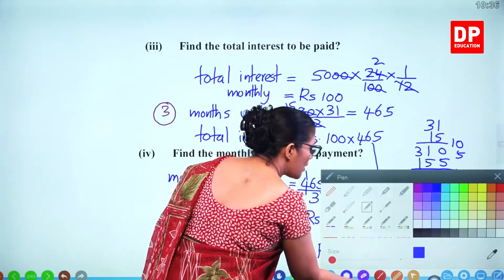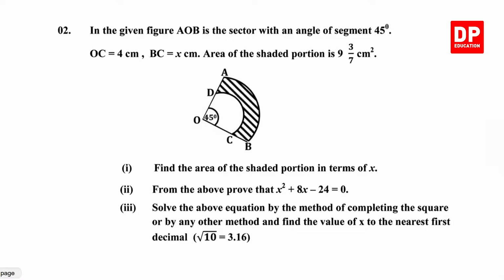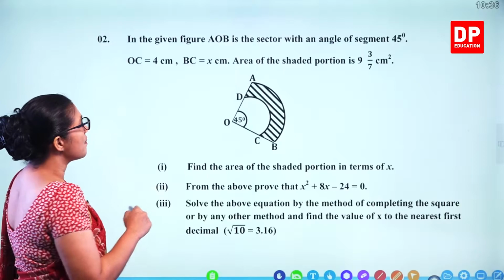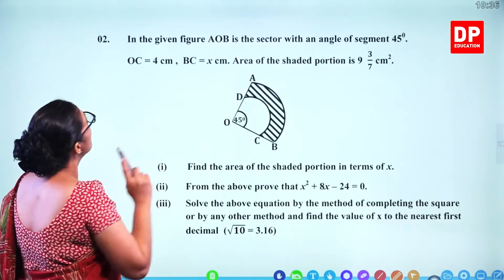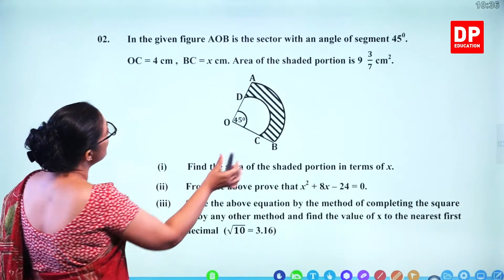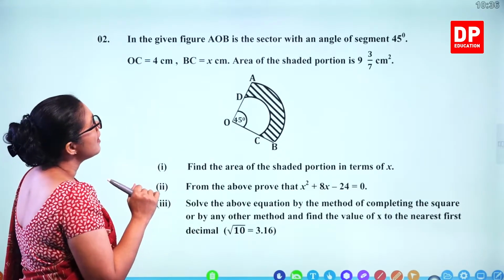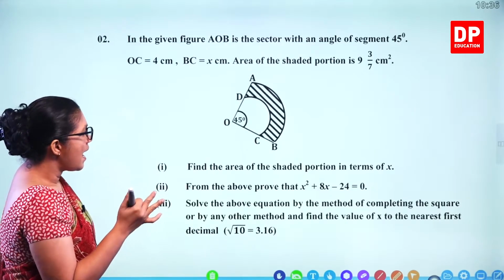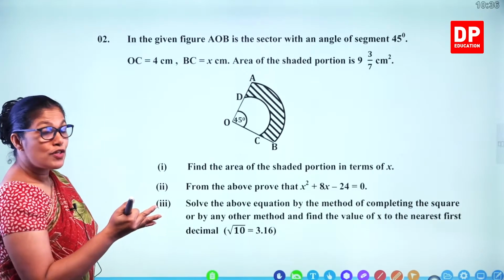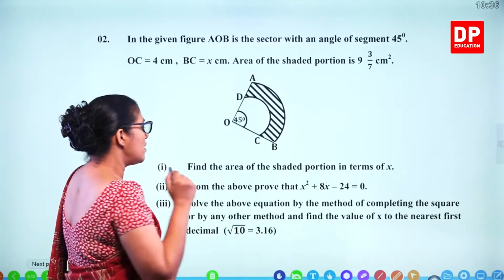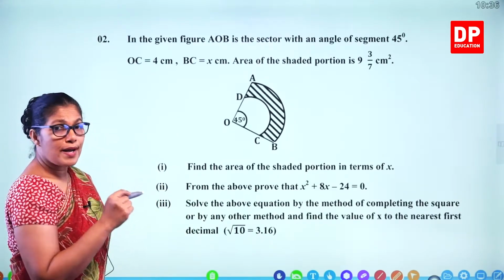Let's move to the next question. Question number 2. In the given figure, AOB is a sector with an angle of 45 degrees. OC is given as 4 centimeters and BC is given as X. The area of the shaded portion is 9 and 3/7 square centimeters, and you are asked to find the area of the shaded portion and then construct this equation and solve. So we'll do that separately.